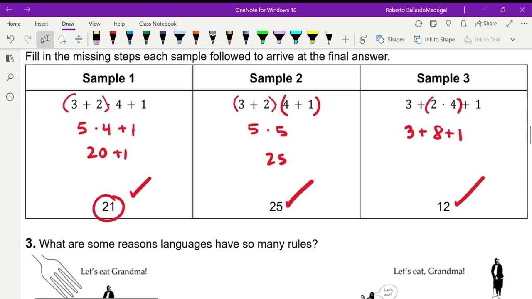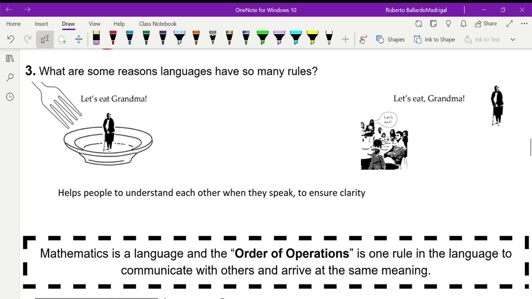All right. Let's take a look at number 3. What are some reasons languages have so many rules? Look at the example in the left-hand side. Let's eat grandma versus let's eat, comma, grandma. What's the main difference between these two? One of them without a comma, right? It's saying let's eat grandma, which means you're going to have grandma for lunch or for dinner. That's kind of weird. Or you could say let's eat, comma, grandma, which is saying, hey, grandma, join us. We're going to eat together.